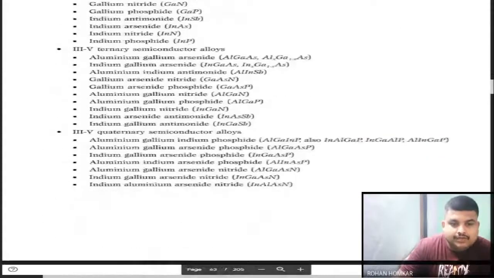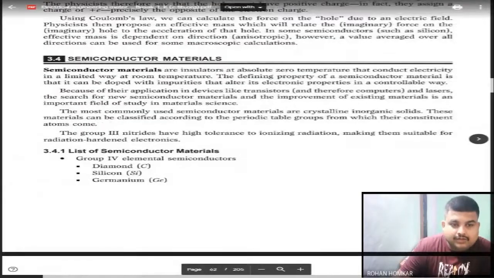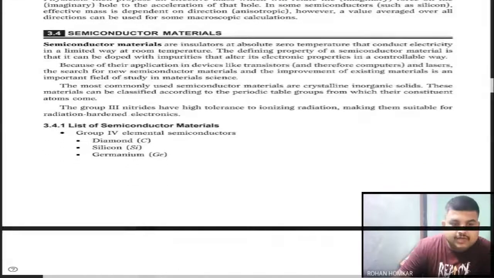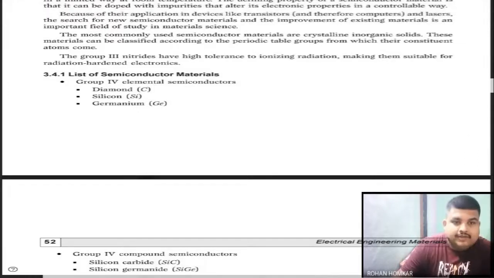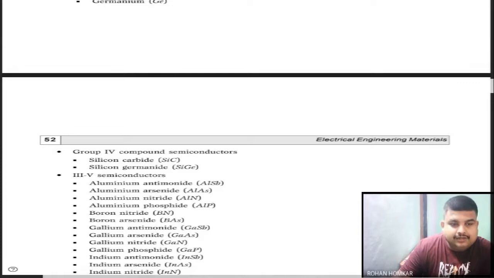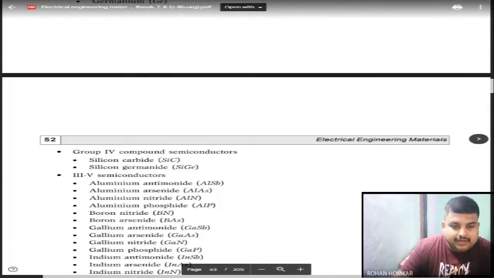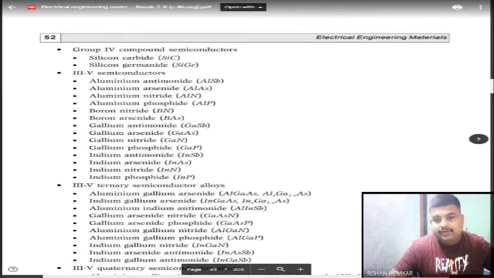This is a list of semiconductor materials. If someone asks you what the different semiconductor materials are, then group 4 elements are considered semiconductors, like diamond, silicon, germanium. Also compound semiconductor materials are like silicon carbide, silicon germanide, and aluminum antimonide. So these are the different types of materials which are called semiconductor materials. Write down this list in your notebook.